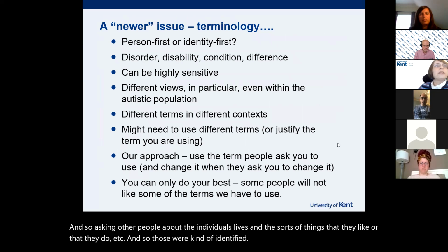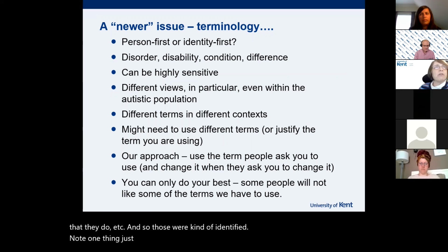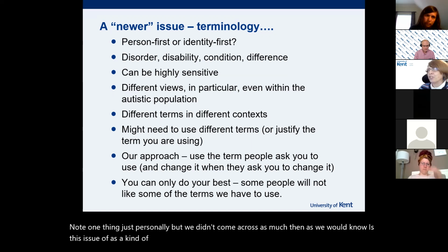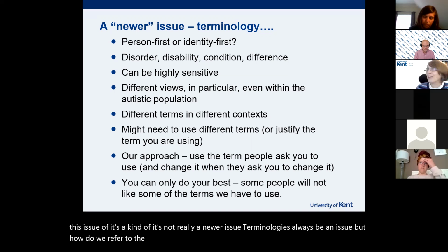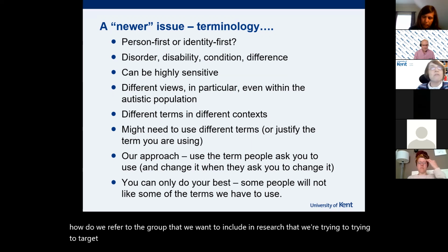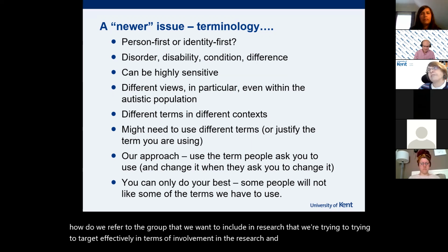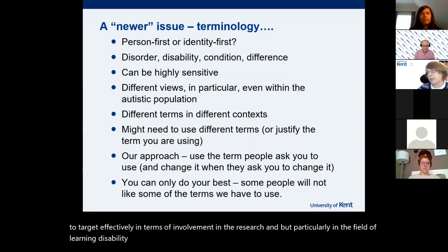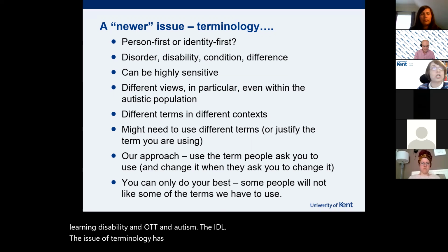Now, one thing we didn't come across as much then as we would now is this issue of terminology. It's not really a newer issue. Terminology has always been an issue. How do we refer to the group that we want to include in research, that we're trying to target effectively in terms of involvement in the research? But particularly in the field of learning disability and autism, the issue of terminology has become a big issue.